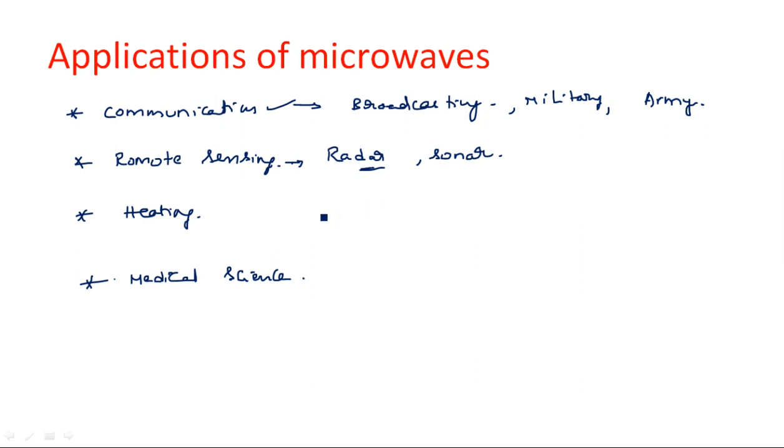If you want to launch a missile in a particular direction, that direction can be calculated with this radar. That means in which direction and where the target is located, that information can be calculated using this radar. So without any human intervention, if you want to launch a missile in a particular remote area, that can be done by radar communication, and sonar communication in water also. You may have seen the Gajini movie. In the Gajini movie also, this type of sonar communication was used.